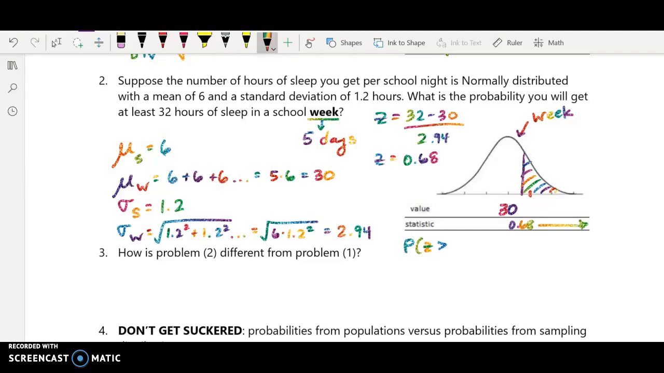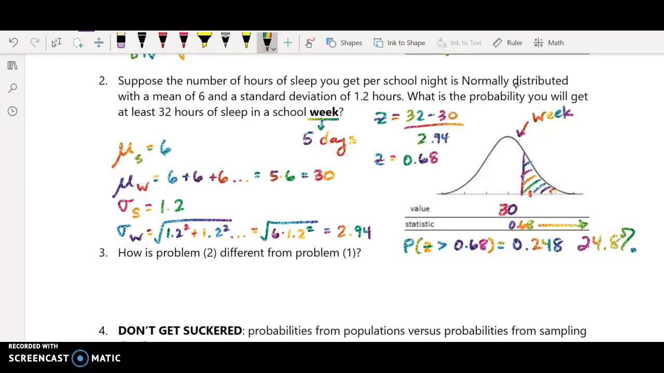So the probability that z is greater than 0.68, wait a minute, we're using z, but it's means. Why in the world are we using z and not t? Oh yeah, that's right. We know the population standard deviation. So with 0.68, we get a probability of about 0.248, or 24.8%.